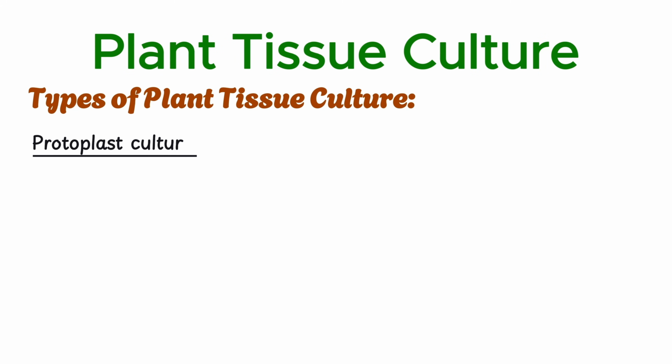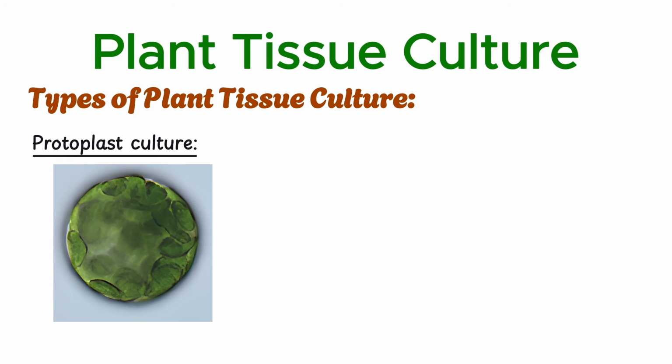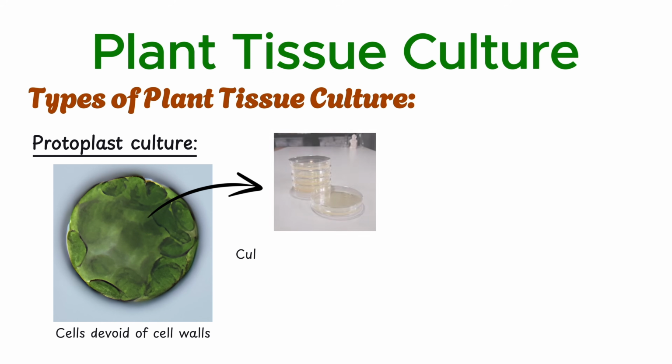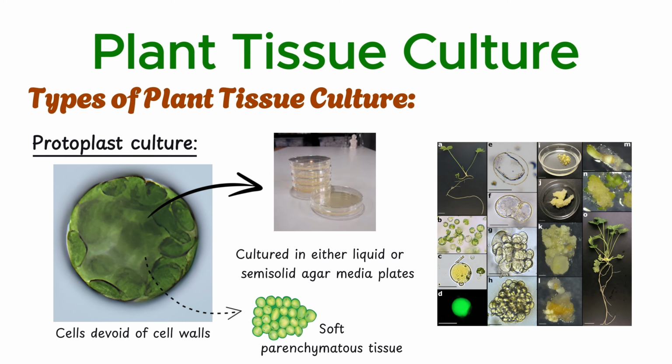The last one, protoplast culture. Protoplast culture refers to the culture of plant protoplasts, cells devoid of cell walls. Isolated protoplasts are usually cultured in either liquid or semi-solid agar media plates. Protoplasts are isolated from soft parenchyma tissue by enzymatic methods. Then, viable protoplasts are purified and cultured.